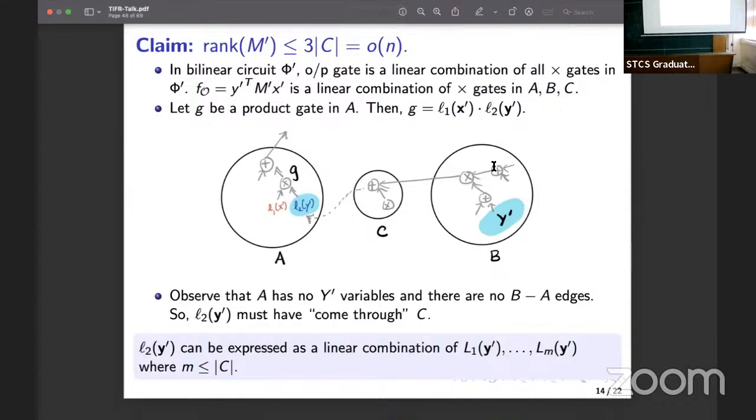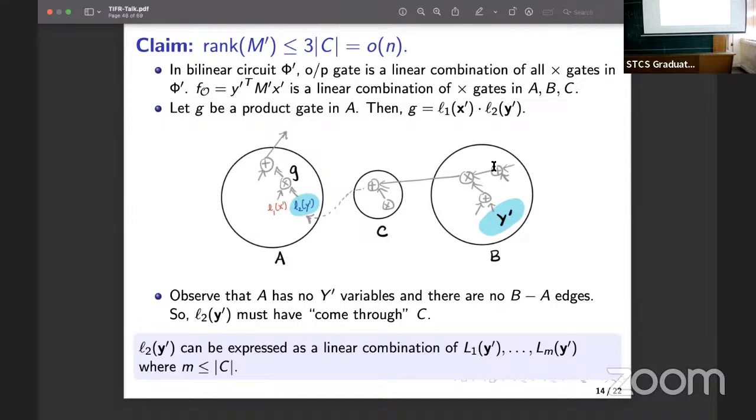So in math, this would mean that this linear polynomial here can be expressed as a linear combination of m many linear forms in the y-prime variables, where m is at most c. So this is something you can prove inductively. It requires some work, but it's not very hard. So you kind of see it as a circuit with things coming from B, like whatever. So this is for a product gate in A. Now, if you look at a product gate in B, you can apply a similar argument.